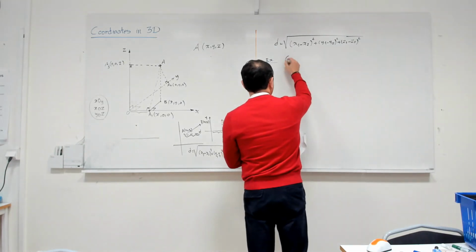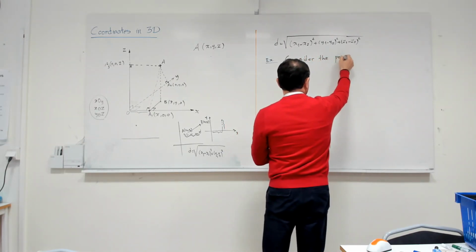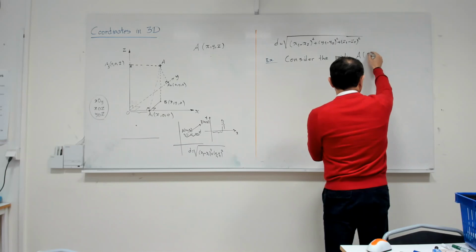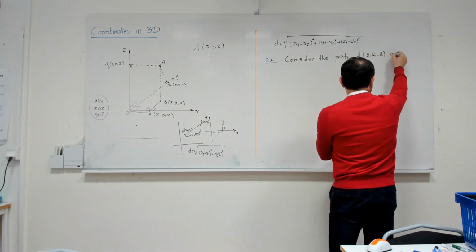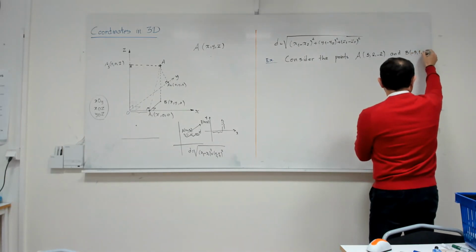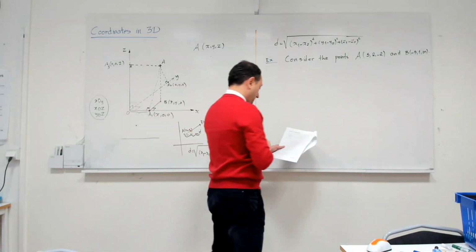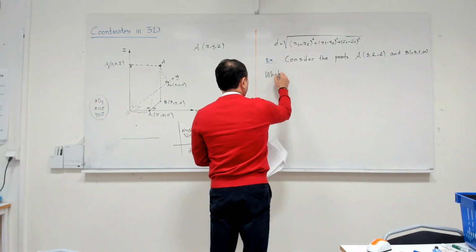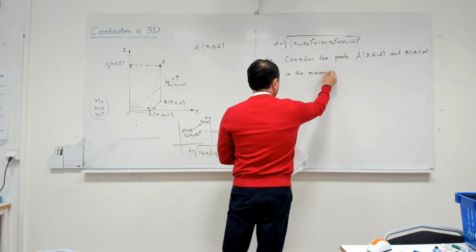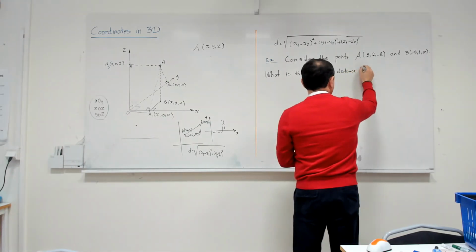Consider the points A with coordinates 3, 2, minus 2, and B minus 3, 1, and M. What is the minimum distance from B to A?